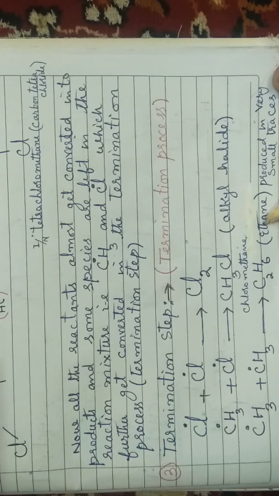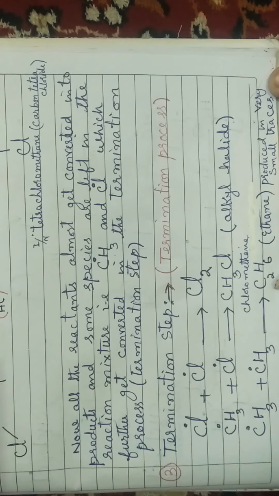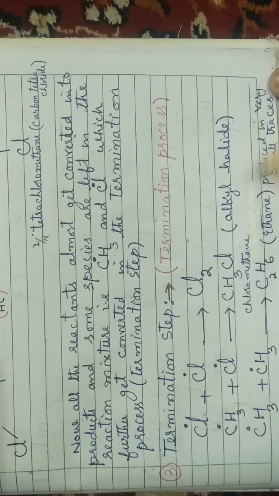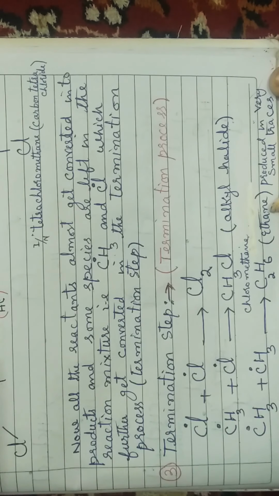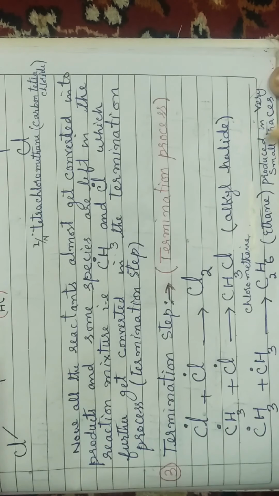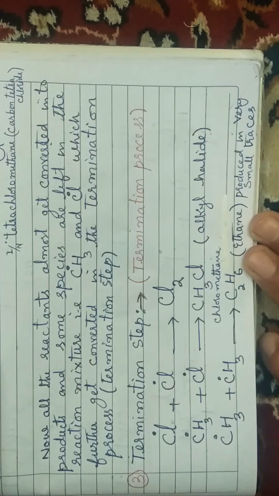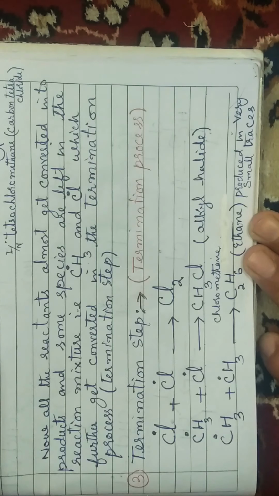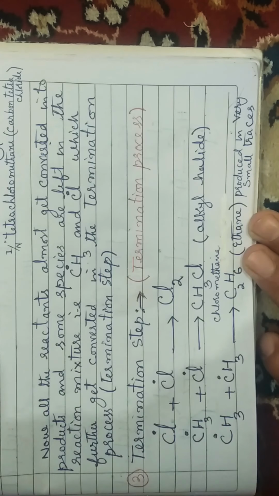Dear students, I would like to mention here that this C2H6, that is ethane, is produced in very small traces. You can be asked this question in the examination. Ethane is produced in very small traces. Dear students, this was all about the mechanism of this reaction. Now let's discuss the next point, that's the rate of reaction with respect to halogens.